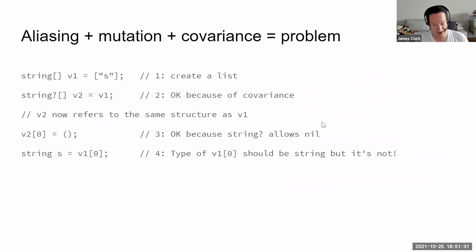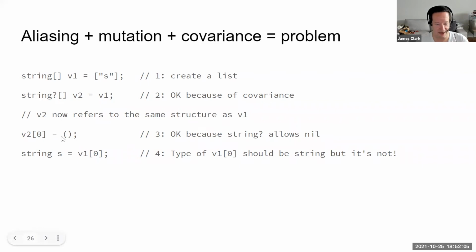That's the first complication. The second complication is a bit of a problem because of aliasing. The combination of aliasing, mutation, and covariance gives us a problem. So how does this work? Imagine, step one, we create a list, an array of strings, and we assign it to another variable that is an array of possibly null strings. That's okay because of covariance.